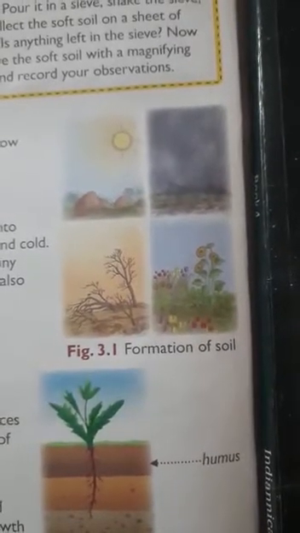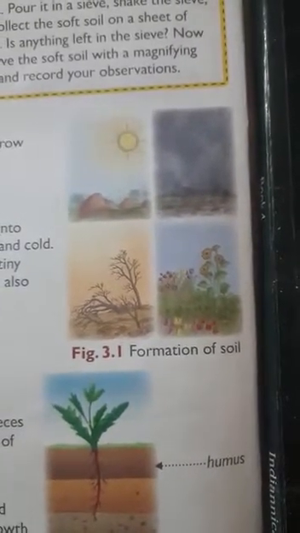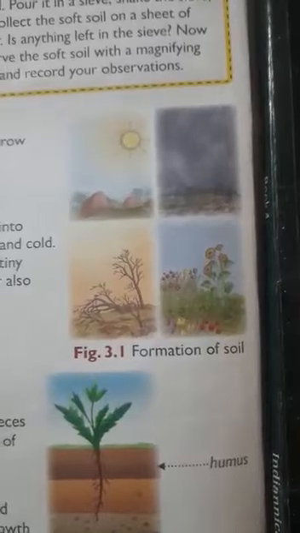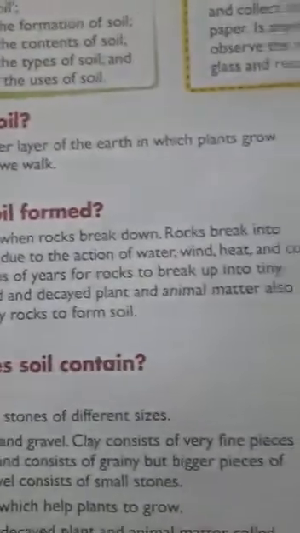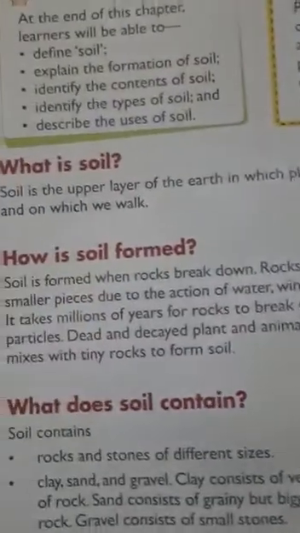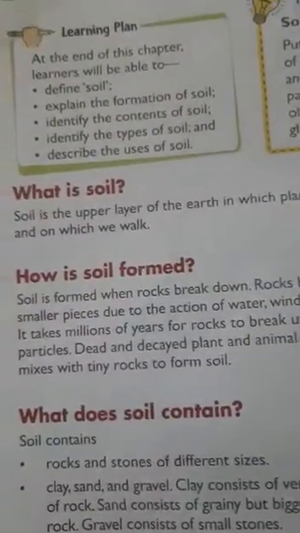Soil is the upper layer of earth in which plants grow and on which we walk. What is soil? Soil is the upper layer of the earth in which plants grow and on which we walk.